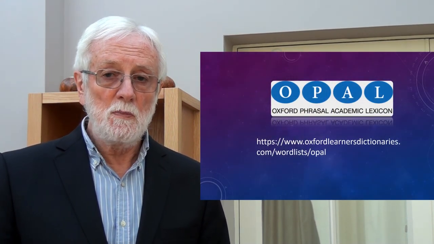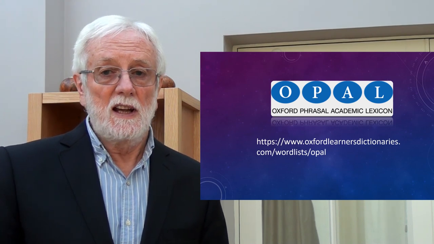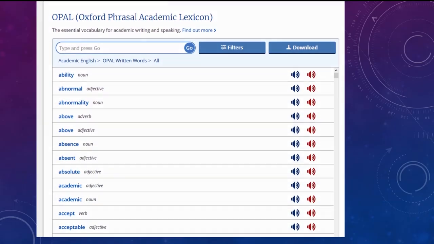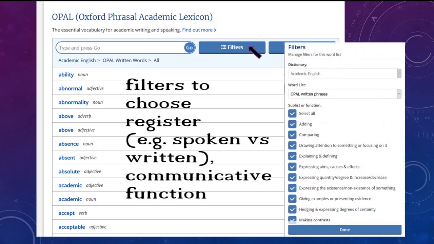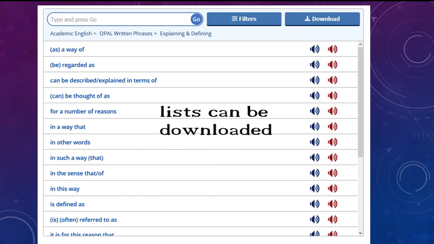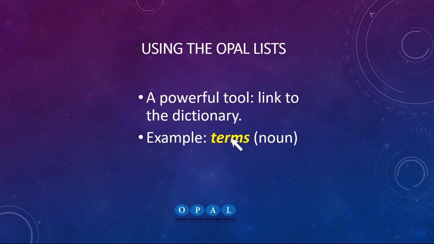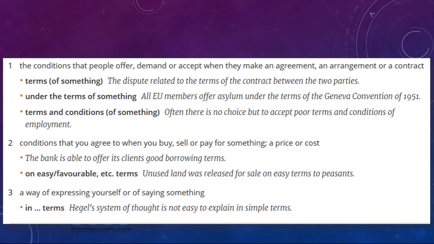Another such resource more recently is the OPAL word lists. O-P-A-L stands for Oxford Phrasal Academic Lexicon. This is a computerized word list and phrase list, which I was very fortunate to be able to work on in the creation of it. The OPAL resource is particularly useful because it is online, it is free, available to anybody, and is very easy to navigate. In the OPAL lists, we focus not just upon single words, but also academic phrases and chunks, which satisfies that need for syntagmatic learning as well as paradigmatic learning.